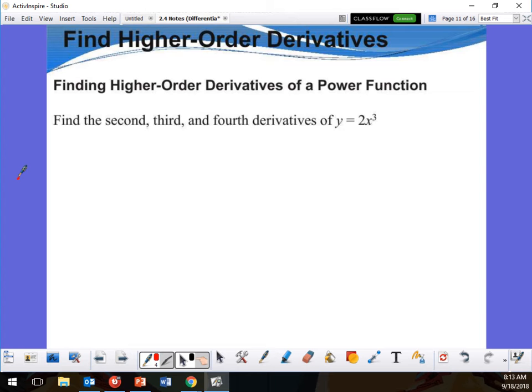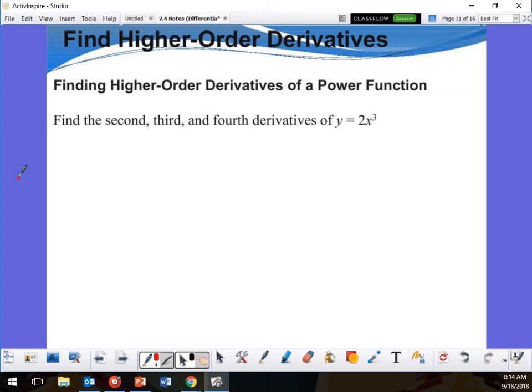All right, so now find the second, third, and fourth derivatives of that thing right there. So now notation for this. If my function is just y, my first derivative would be y prime. So the second one would be double prime. Very good. It's pretty simple. Double prime, and the third one would be triple prime.